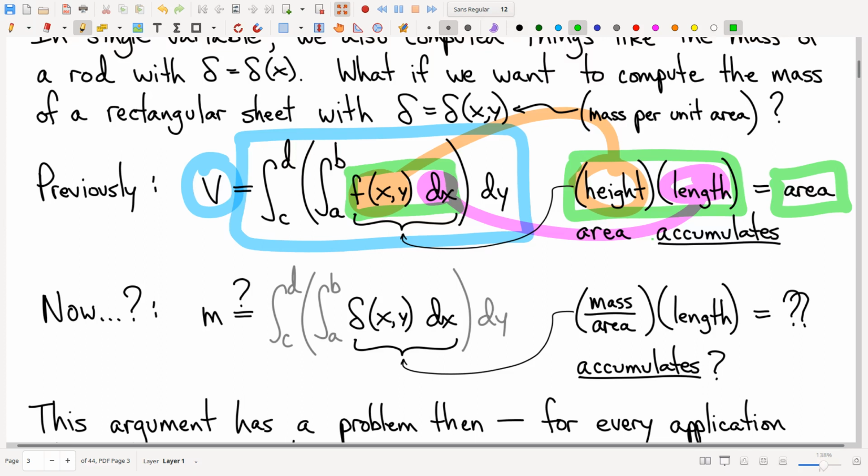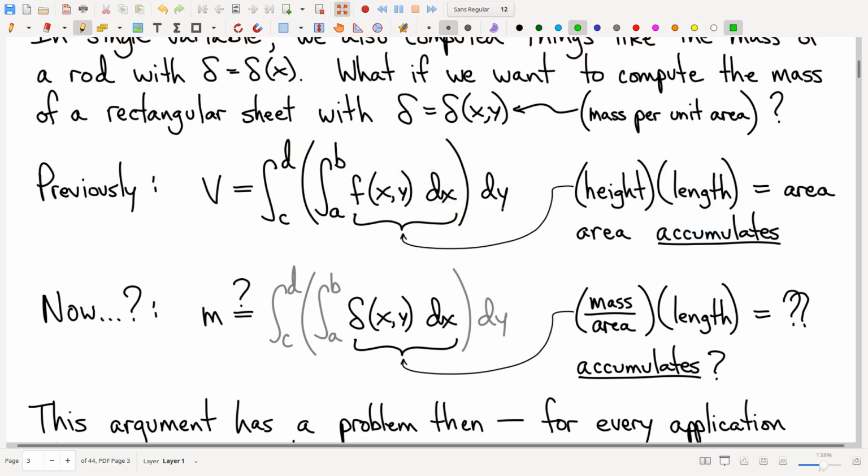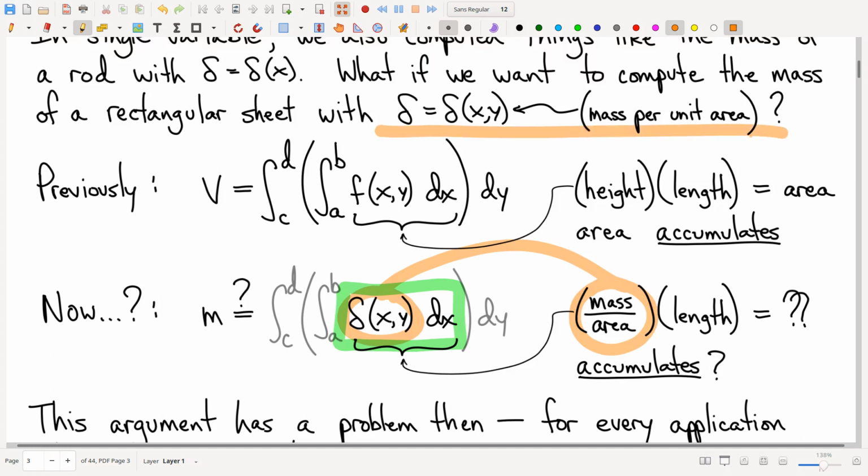All right, fine. Now let's consider the analogous part of the process down here. This integrand is mass per unit area, as previously discussed. And apparently the first thing I need to do is to multiply by dx, which is a length. And here we are. We've got to figure out how to make sense out of mass per unit area times length.